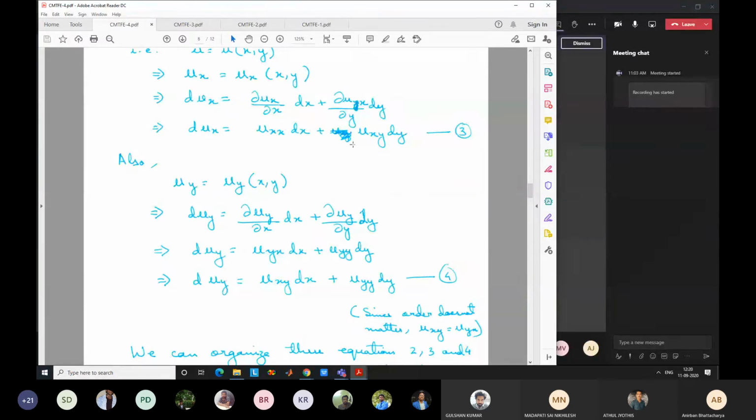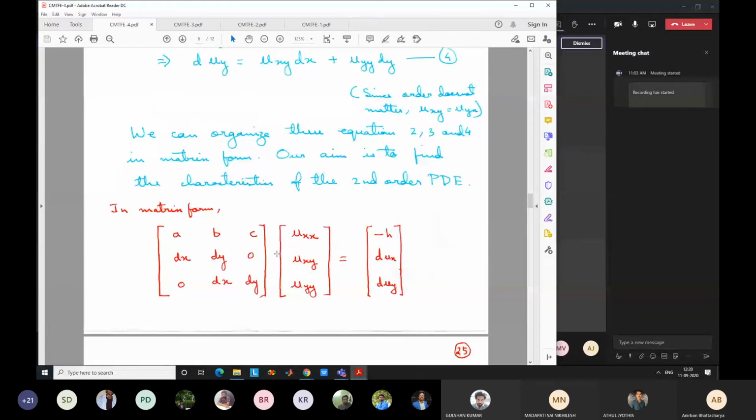dx into uxx plus dy into uxy is equal to dux. There were no uyy terms, so 0 into uyy is equal to dux. Similarly, for the third equation, there is no uxx term, so 0 into uxx plus dx into uxy plus dy into uyy is equal to duy. That's how we have written the system of equations in the matrix form.